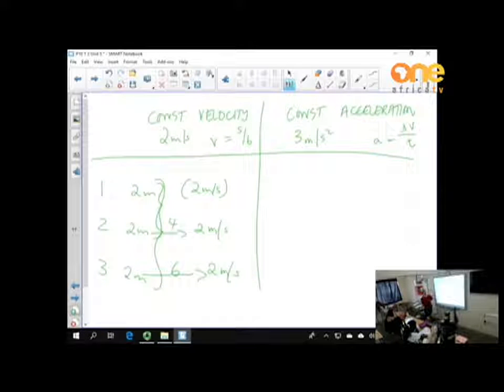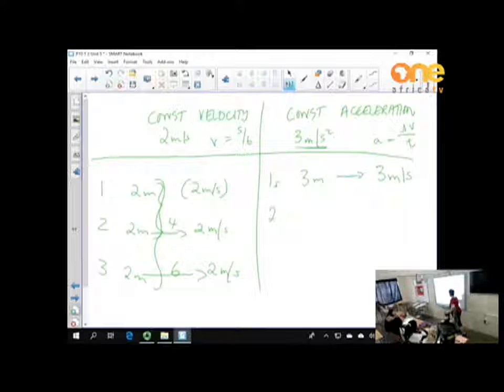Now, when we are accelerating, in the first second, let's say I'm accelerating at 3 meters per second. So in the first second, I am going to travel 3 meters. My speed in that second is going to be 3 meters per second. I am accelerating at 3 meters per second per second.